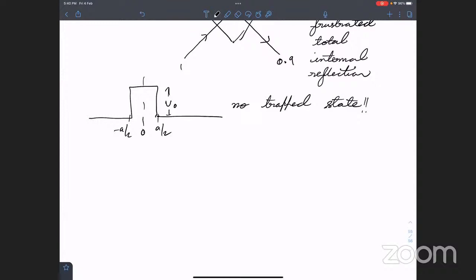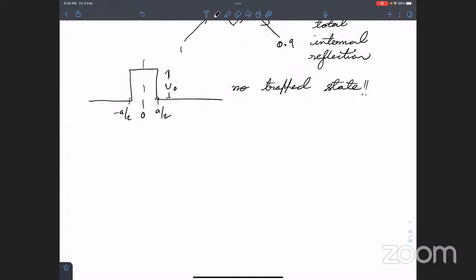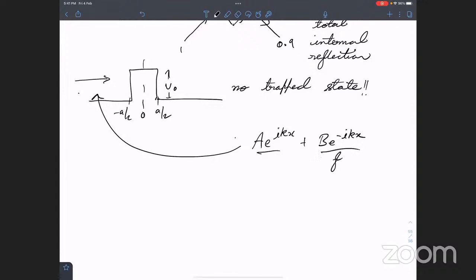So if a trapped state is not possible, the only states that are possible are propagating states. So immediately we know that in this region and this region, remember, the solution can be a times e to the power ikx plus b times e to the power minus ikx, right? So immediately we know that in this region, this must be the solution. And we know that this is a forward traveling wave, this is a backward traveling plane wave.